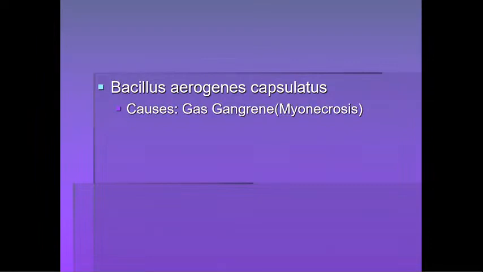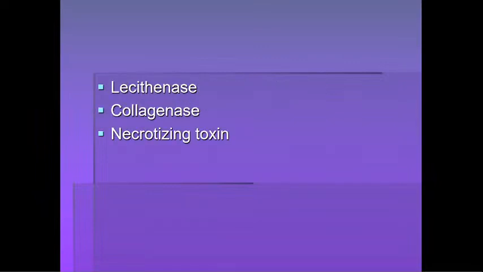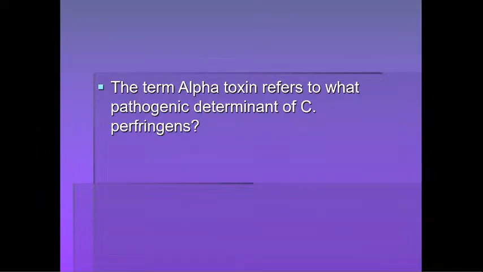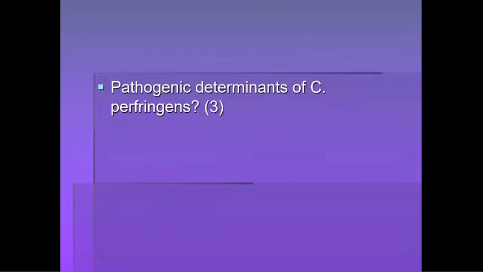There are several pathogenic determinants of Clostridium perfringens. These include lecithinase, collagenase, and of course the necrotizing toxin, which results in gas gangrene. The term alpha toxin refers to lecithinase, which is a pathologic determinant of Clostridium perfringens. That's also the reason why I put it on the first part of this bullet. Okay, alpha toxin.